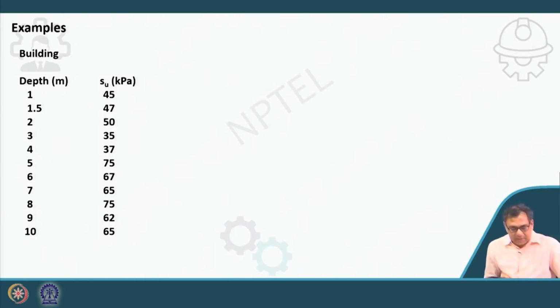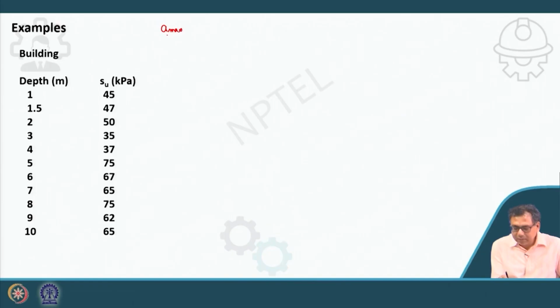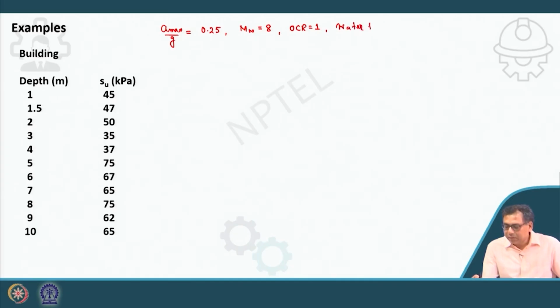And here in the problem it is given Amax by G is equal to 0.25, MW is equal to 8, OCR value is equal to 1, so that means normally consolidated clay, and the water table is at the ground level, and gamma sat is equal to 20 kilonewton per meter cube and gamma W is equal to 10 kilonewton per meter cube.